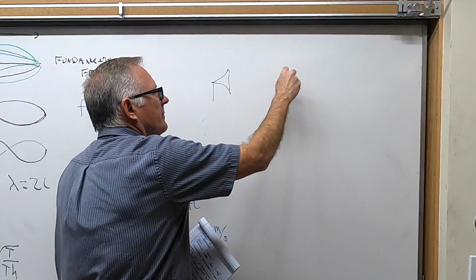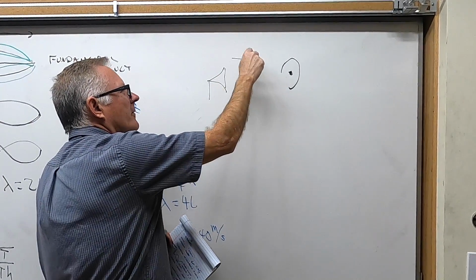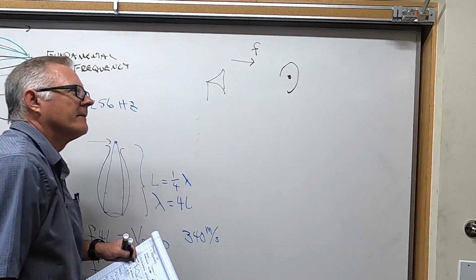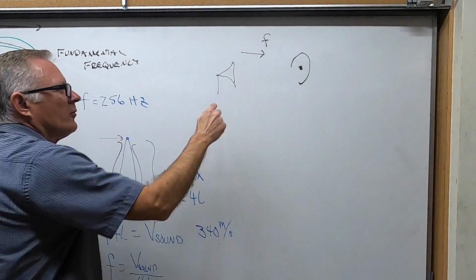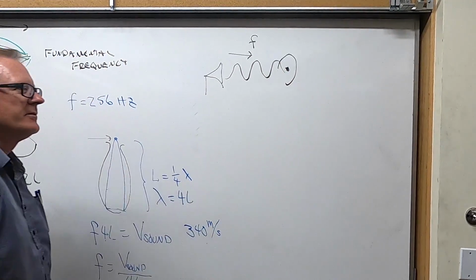Now, let's say we have our speaker, and we listen, there's my ear over here, and we hear a certain frequency coming out right here. So here's this sound wave. I'm going to draw them like transverse, but remember, they're really longitudinal waves.